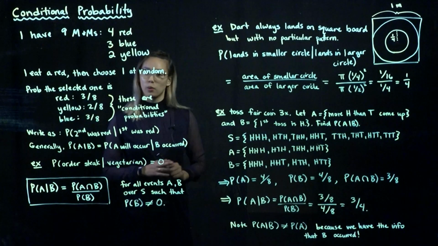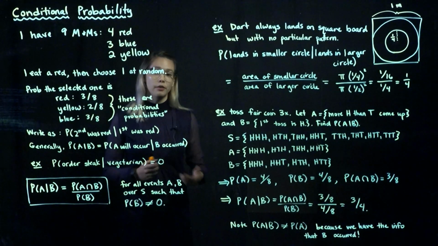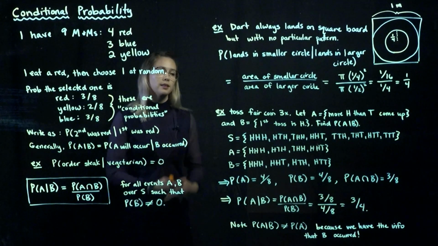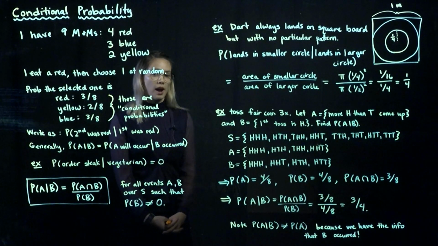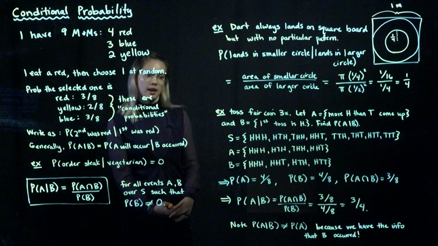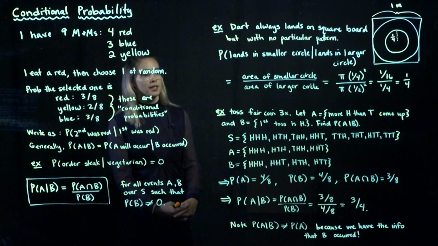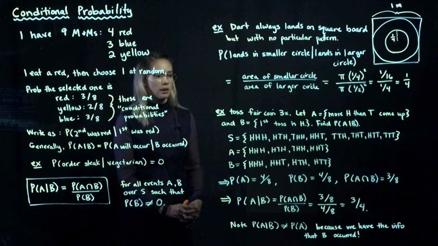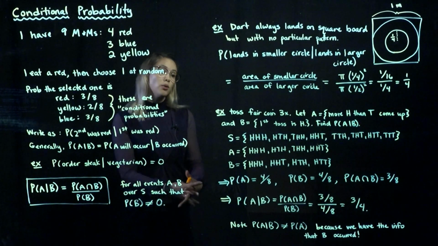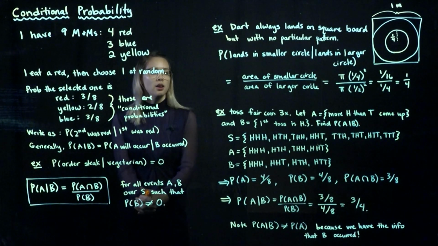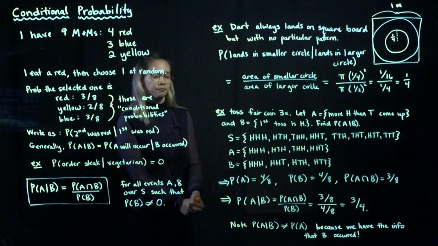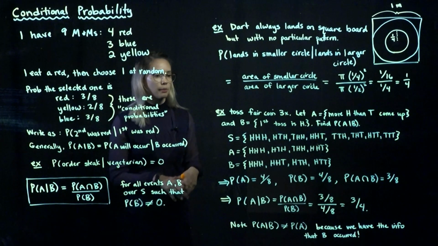All right, let's look at one more example. Imagine that I have a fair coin and I toss it 3 times. Now I'm going to define 2 events. A is I have more heads than tails, and B is the first toss is heads. And I'm wondering, what is the probability of A given B? Or in other words, if I know that the first toss is a heads, what's the probability that I got more heads than tails?